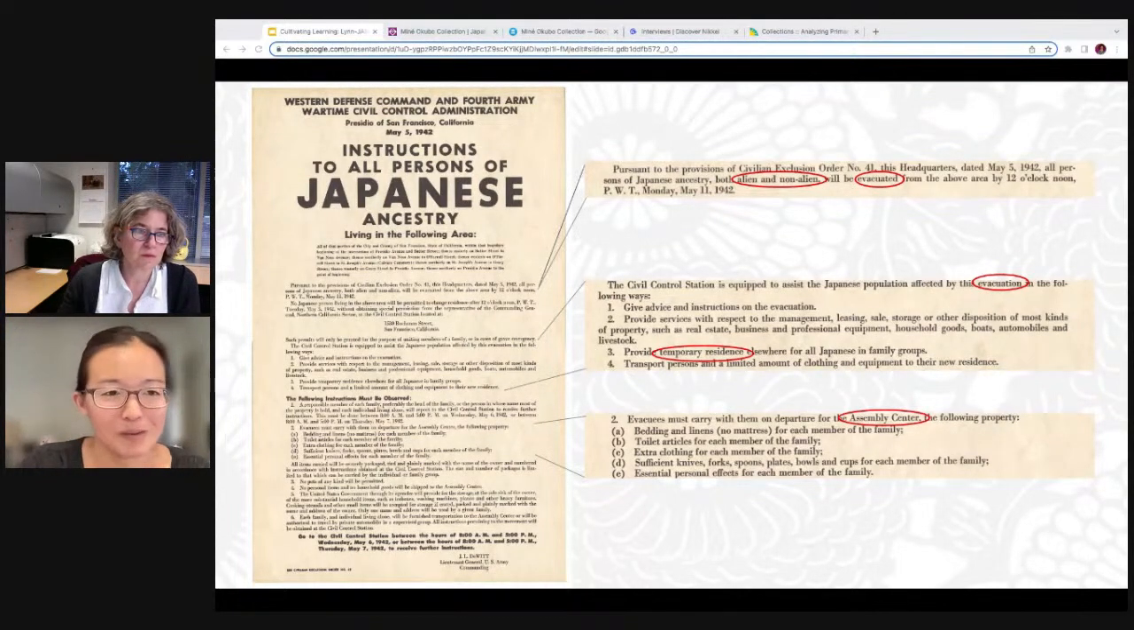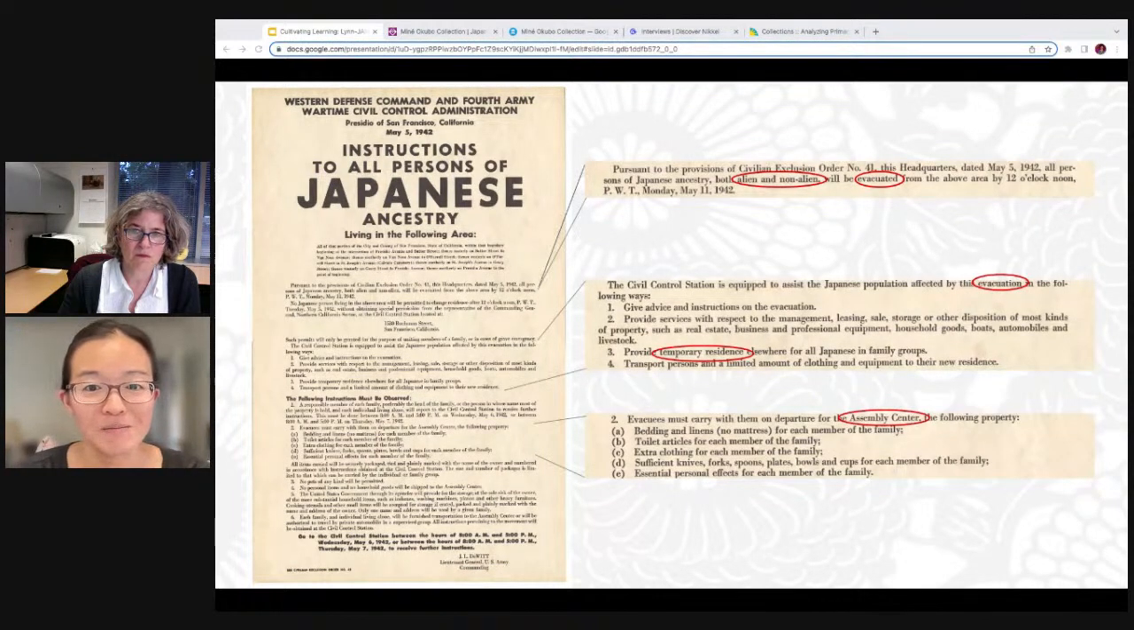And someone brought up the use of the term evacuated, which really is for the safety of those that are being taken away, but in this case it was a forced removal, right? So that's the term that we'll often use at the museum and within the Japanese American community.